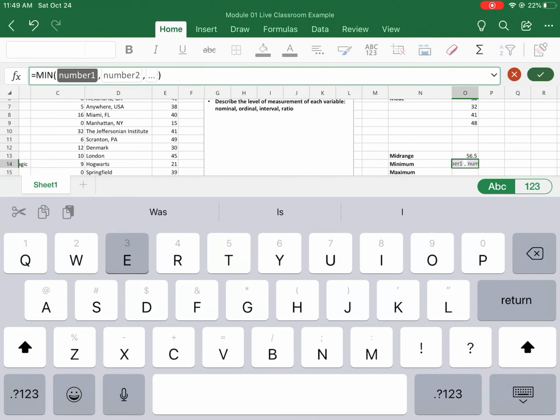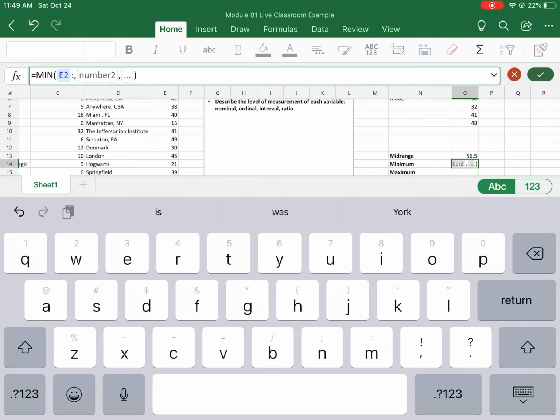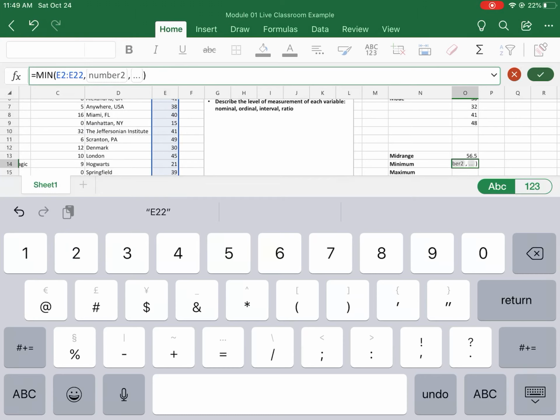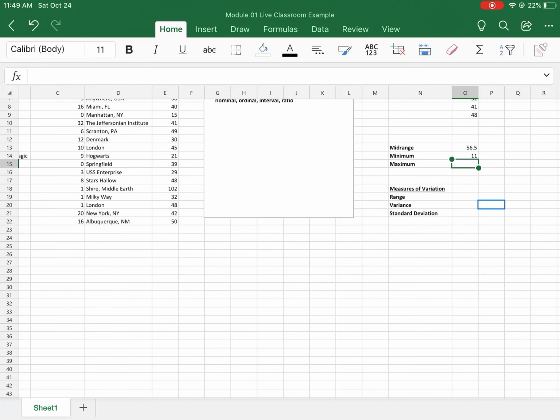And again, you can just type it in. So E2, E22, close the parentheses. Mine gives me this extra, so I just need to erase that. And that's just partly because I'm doing mine on my iPad. In Excel, if you're on your computer, it won't do that. Okay, so my min is 11.